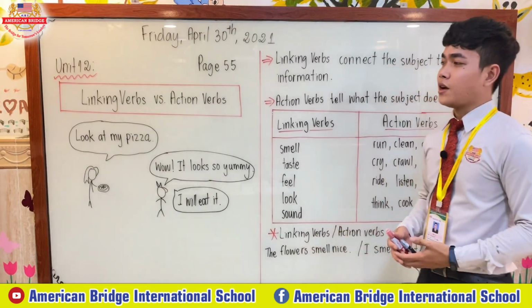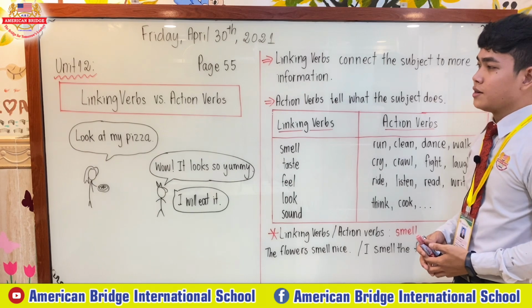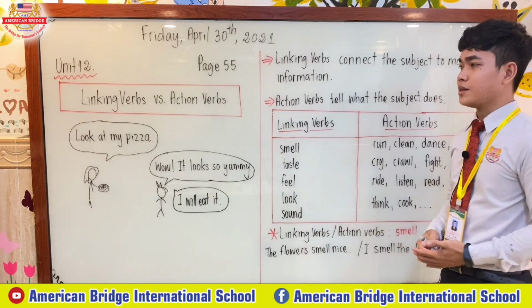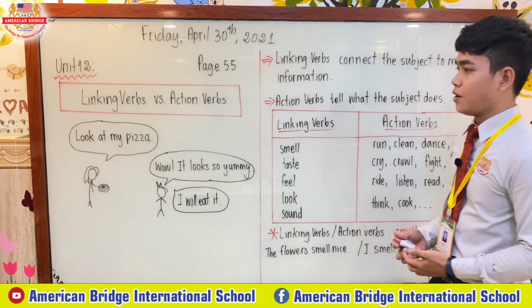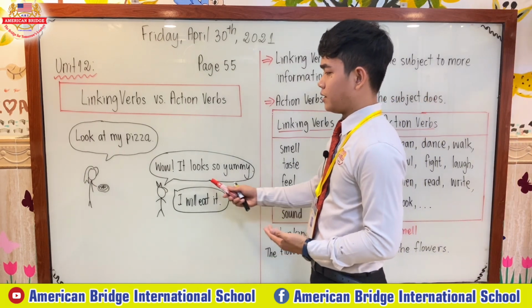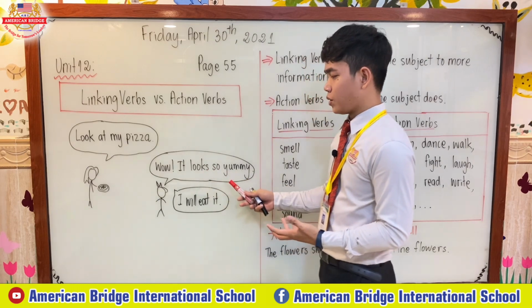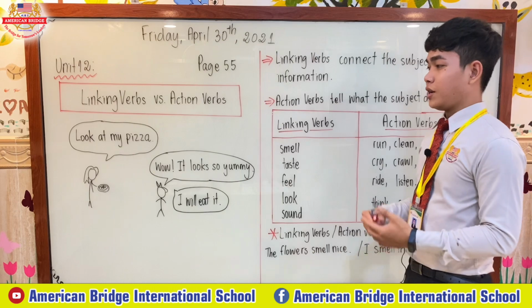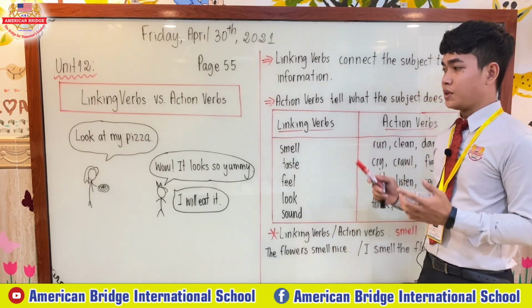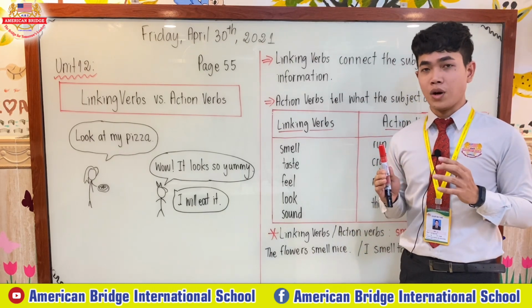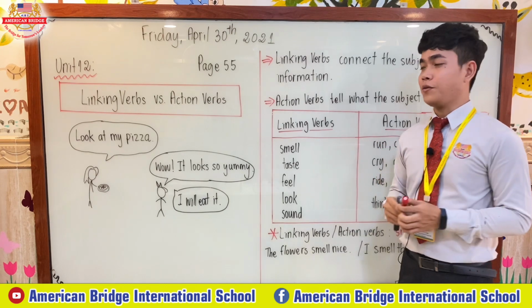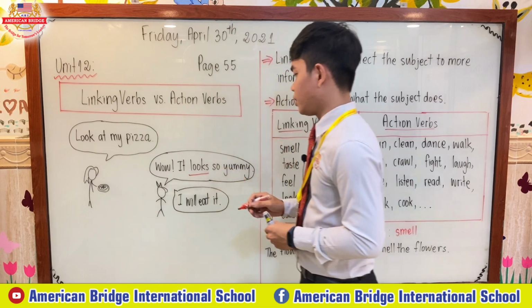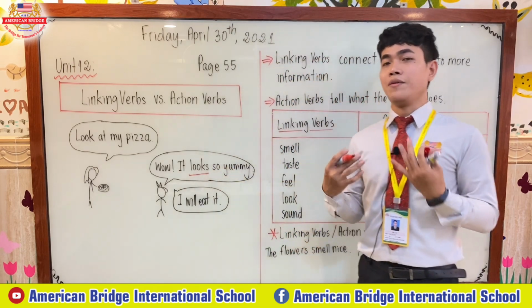Now let's take a look at the picture together, on page 55, right? As the girl says, "Look at my pizza," and then the boy says, "Wow, it looks so yummy, I will eat it." Can you tell me, everyone, in this conversation there is a linking verb. What is it? Of course, it is the word looks. Looks is what we call a linking verb.